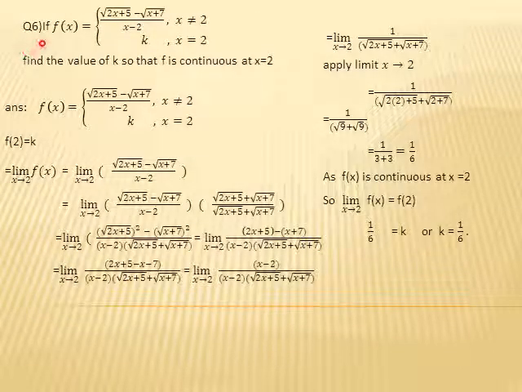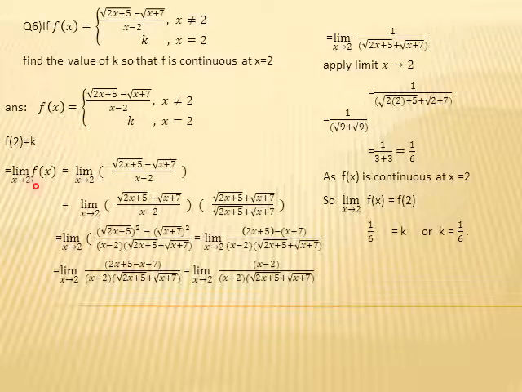Okay dear students, question number 6. If x is not equal to 2, then we can use this function, and if x is equal to 2 then we can use k. We need to find the value of k so that f is continuous at x is equal to 2. Okay, so x tends to 2 means that it approaches 2, it is not exactly 2.